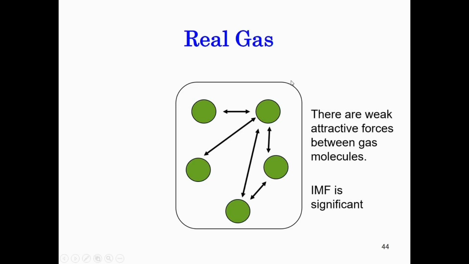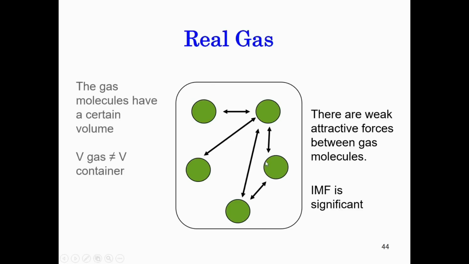So now let's go to real gas. For real gas, we take into account the intermolecular forces that exist between each gas particle. Therefore, the intermolecular force is significant or important because we consider the intermolecular force for the gas particles. And the gas molecules have a certain volume. Therefore, the volume of gas is not the volume of container for real gas.